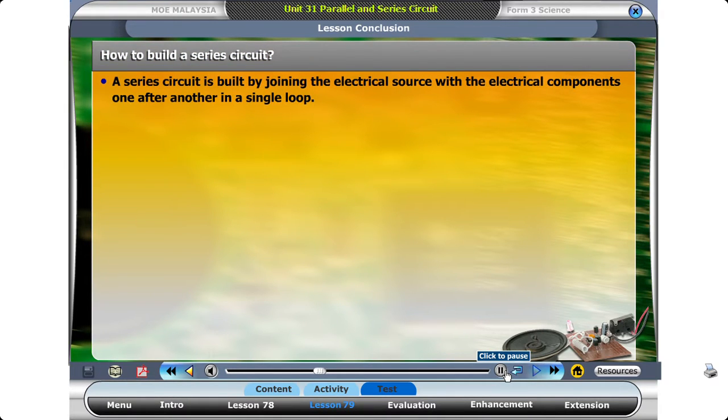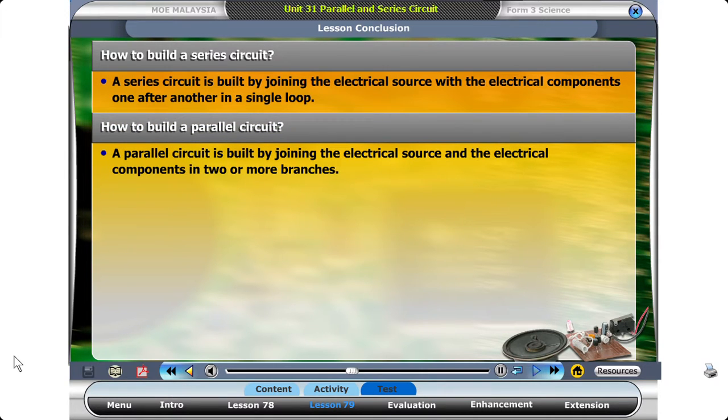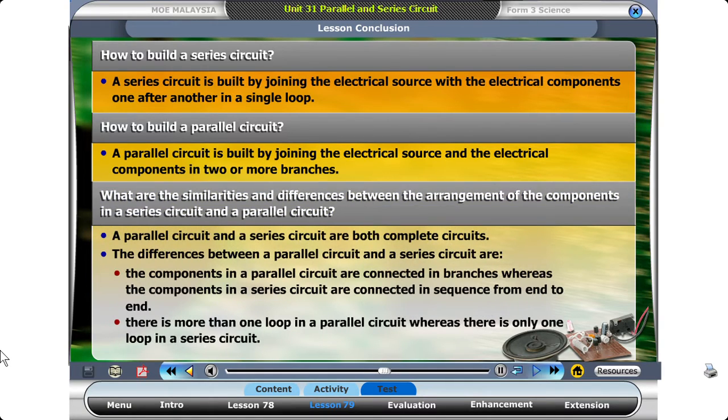A series circuit is built by joining the electrical source with the electrical components one after another in a single loop. A parallel circuit is built by joining the electrical source and the electrical components in two or more branches. A parallel circuit and a series circuit are both complete circuits.